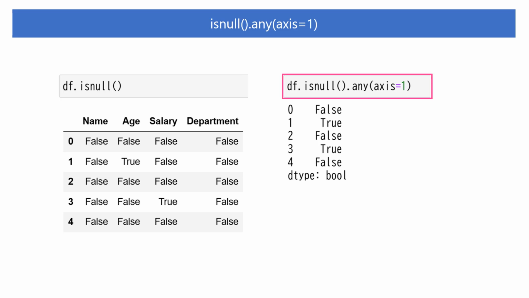Next is the part where .any(axis=1) is added to df.isnull(). any(axis=1) checks whether each row contains at least one True value. If there is at least one True in a row, it returns True for the entire row. The result is a one-dimensional array of Boolean values for each row: True if it contains a missing value and False if there is no missing value.